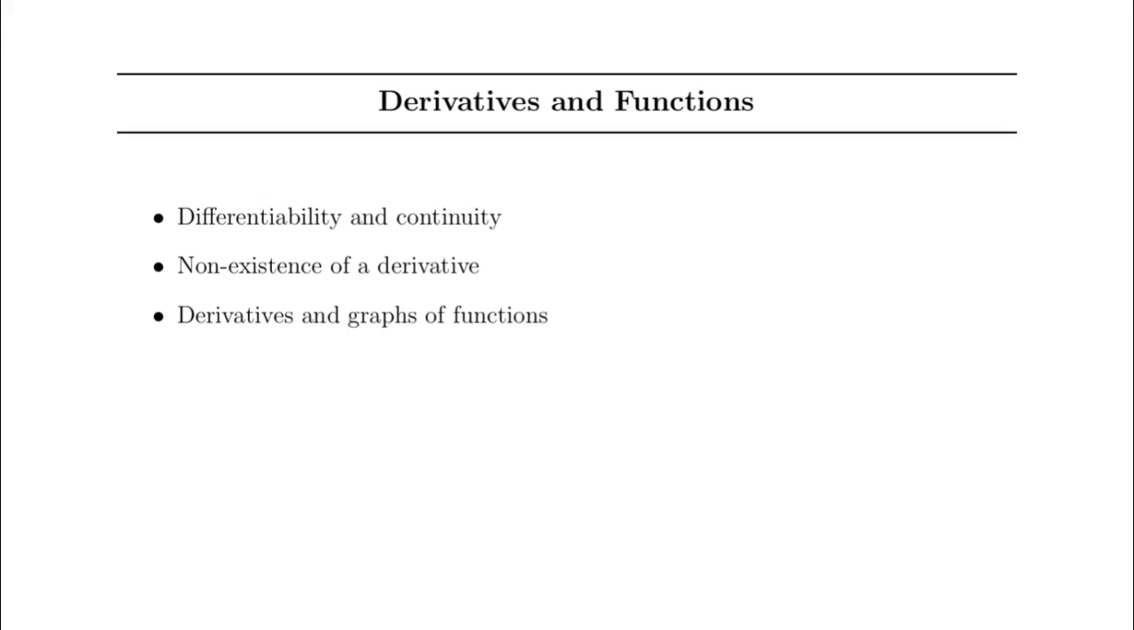First, we're going to talk about differentiability and continuity. This is going to be a nice result that we'll use a whole bunch in this course. We'll also talk about where a derivative may not exist. I know we hinted at that last time when we were talking about the definition of our derivative. And then lastly, we'll talk about the connection between graphs of derivatives and graphs of functions. So graphs of f and graphs of f prime. So let's get this started.